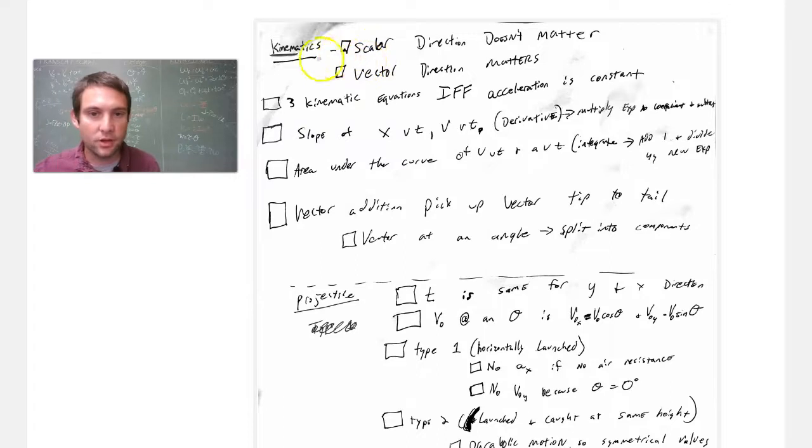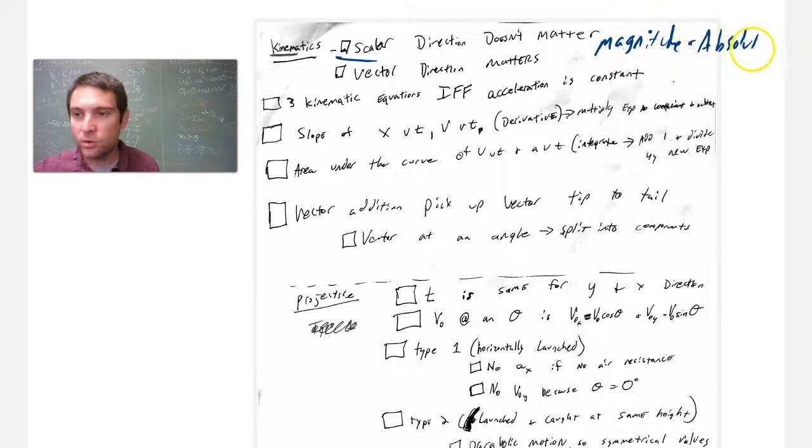Kinematics, starting there because we start there. Scalar, what that means is direction does not matter. You have two different types of mathematical quantities. We have scalar and we have vector. Vector, remember, has magnitude and direction. Magnitude just means absolute value. That's all that means.